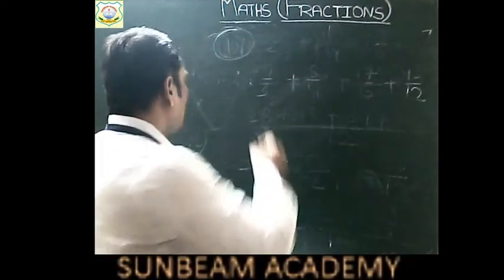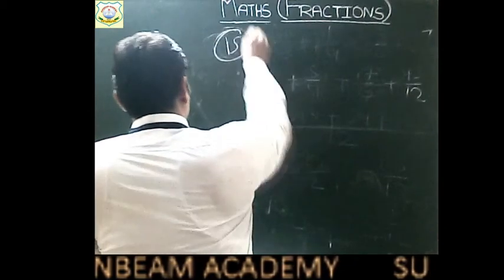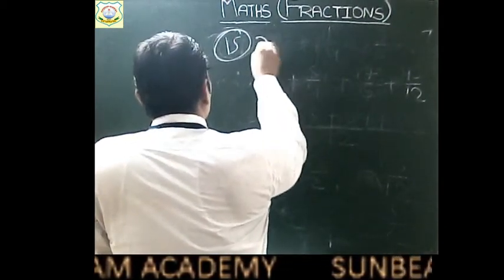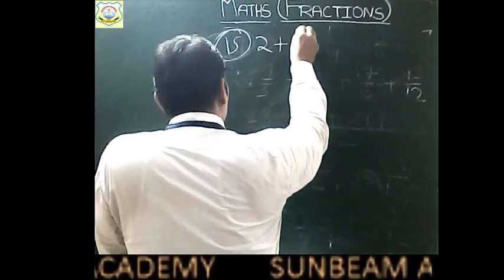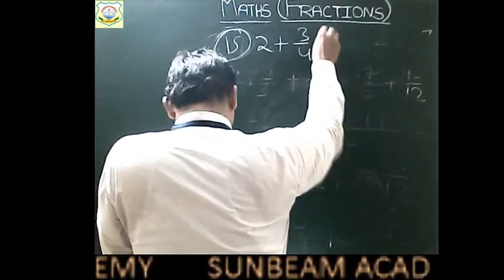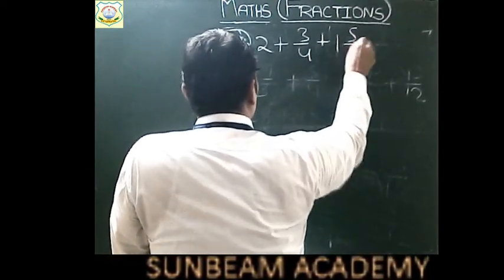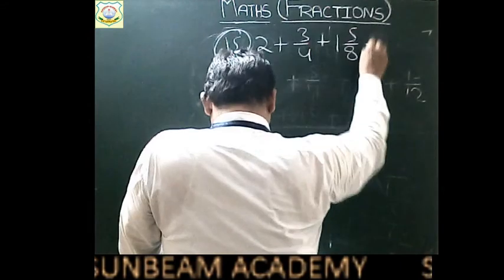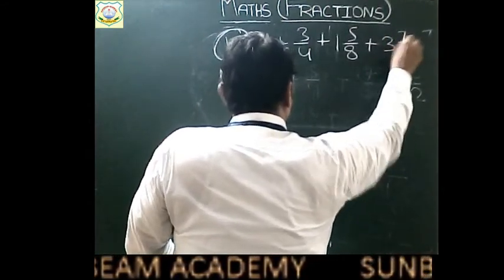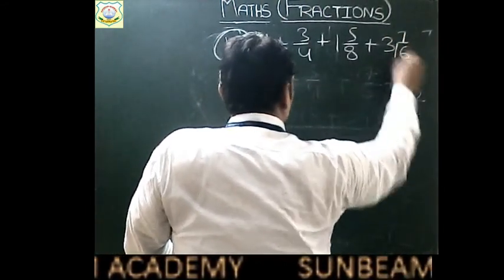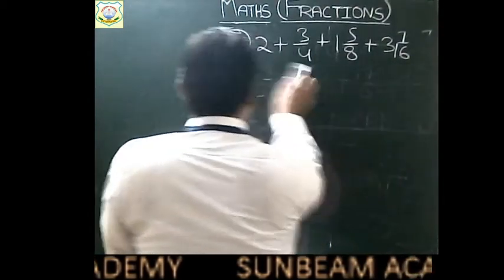Okay. So, in question number 15, children, suppose the question is 2 plus 3 by 4 plus 1 whole 5 by 8 plus 3 whole 7 by 16. This is the question, children.